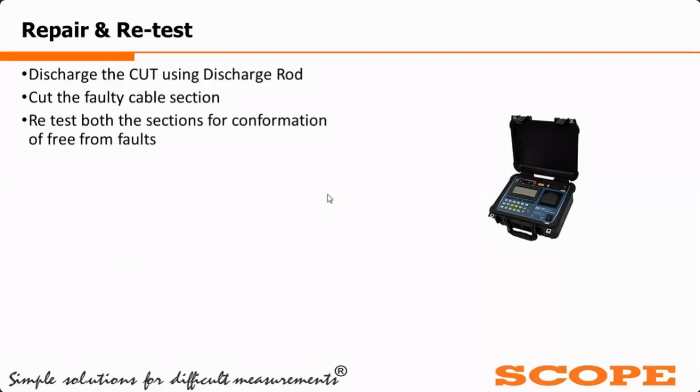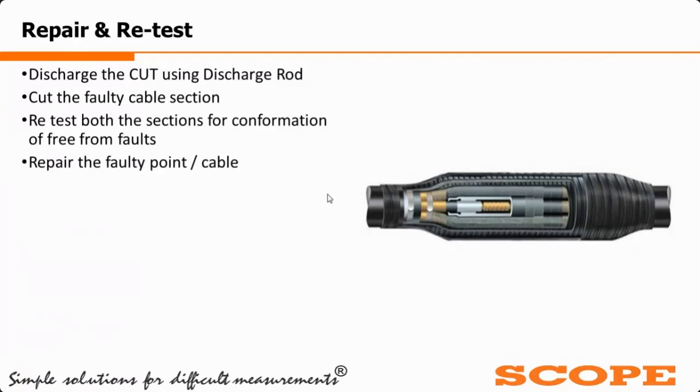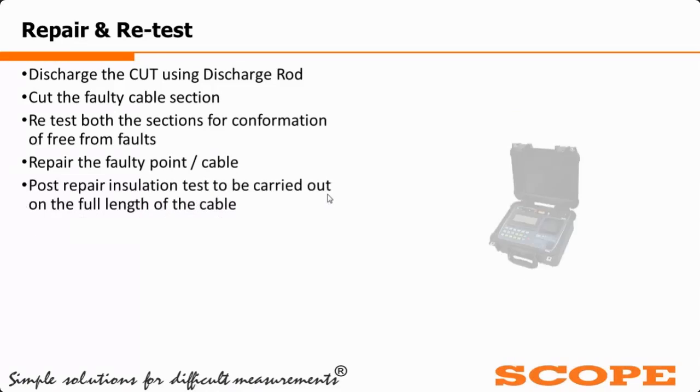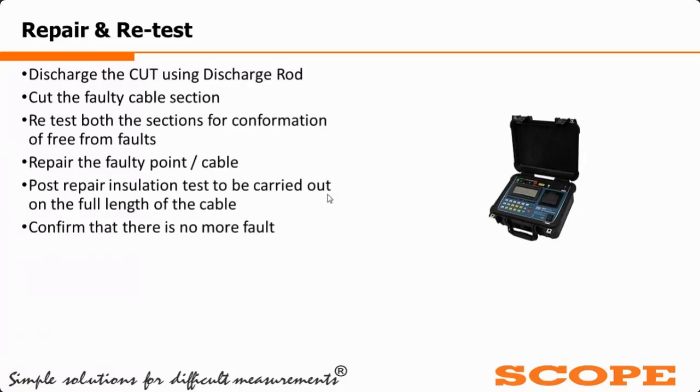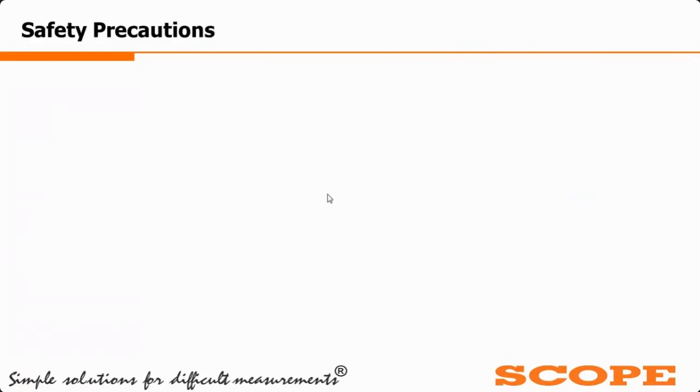After the successful confirmation, you have to go for the repairing. After jointing or repairing, you have to re-verify, so we go for the post-repair insulation test, so that you can confirm there is no fault after repairing also. And after this, if there is no fault, then the line is clear for charging. So this is all about the repair and retest.